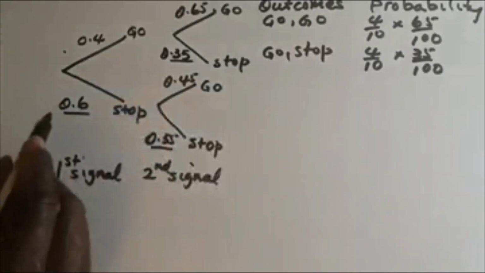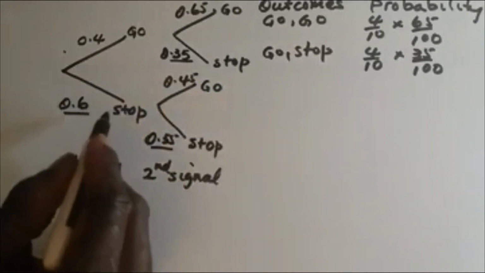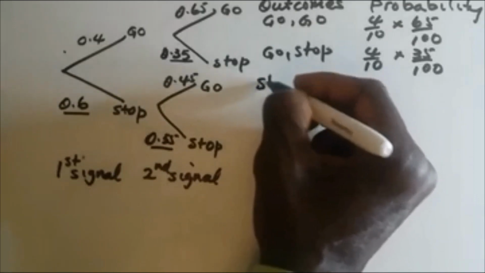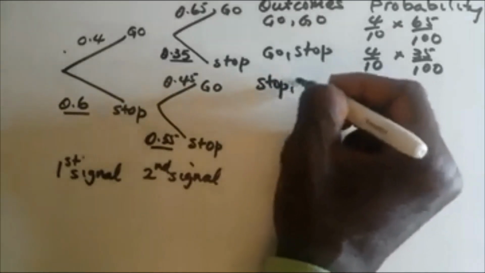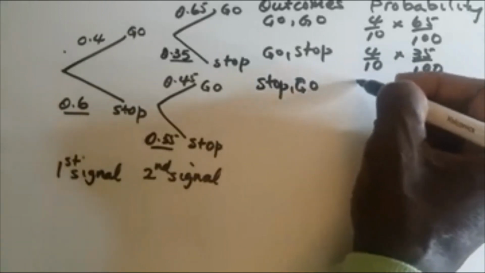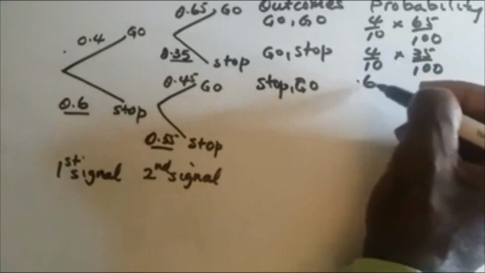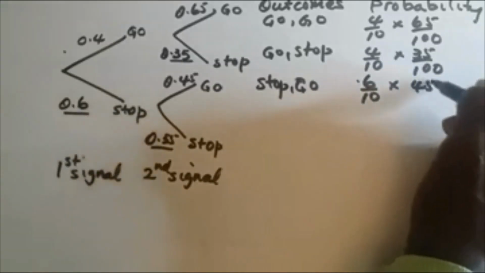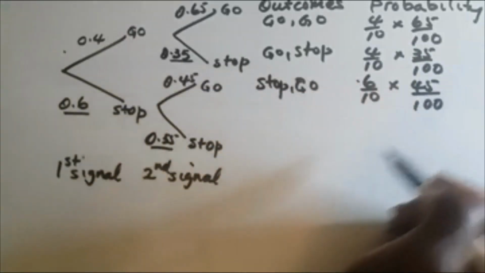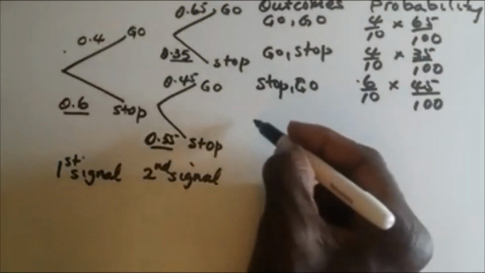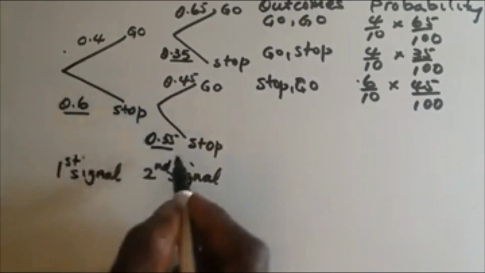If we have a stop and then go, we have 0.6 or 6 over 10 times 45 over 100. And lastly, a stop and a stop.